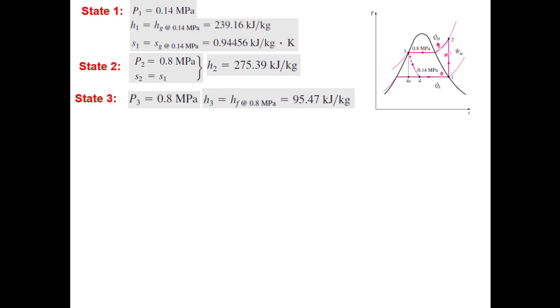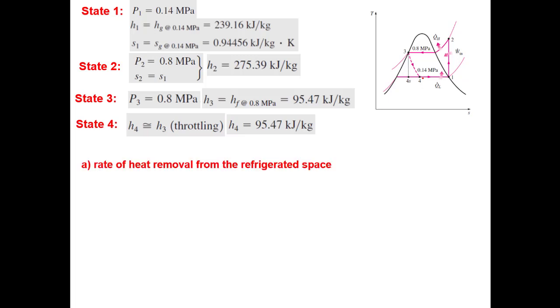Then at state 4, this is an isenthalpic process, which means H3 is equal to H4. Simply because of the throttling process, H4 is approximately equal to H3, the same enthalpy at state 4. So now we know all the enthalpies: at state 1, state 2, state 3 and state 4. Now we can calculate all the unknowns. Let's start from the first unknown, which is to calculate the rate of heat removal from the refrigerated space.